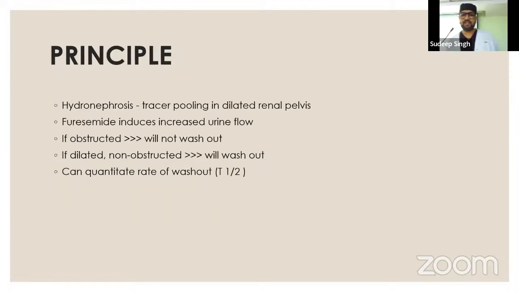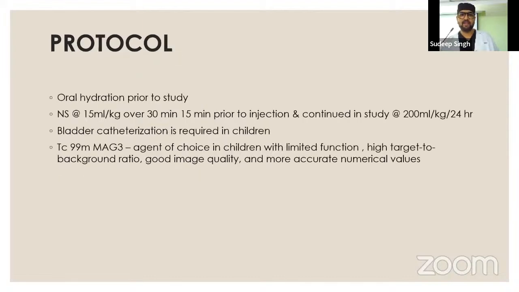The principle is that in hydronephrosis, there is tracer pooling in the dilated renal pelvis, and the furosemide induces increased urine flow. If there is obstruction, it will not wash out. And if it is only dilated and non-obstructive, it will wash out. We can quantitate the ratio of washout by using the T-half. So the protocol is almost the same.